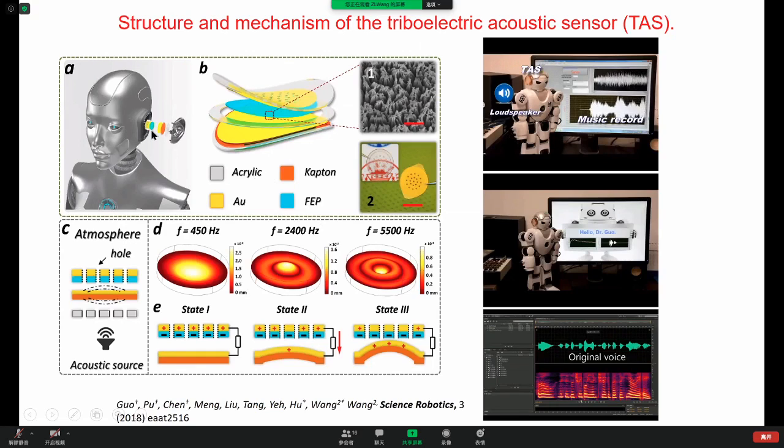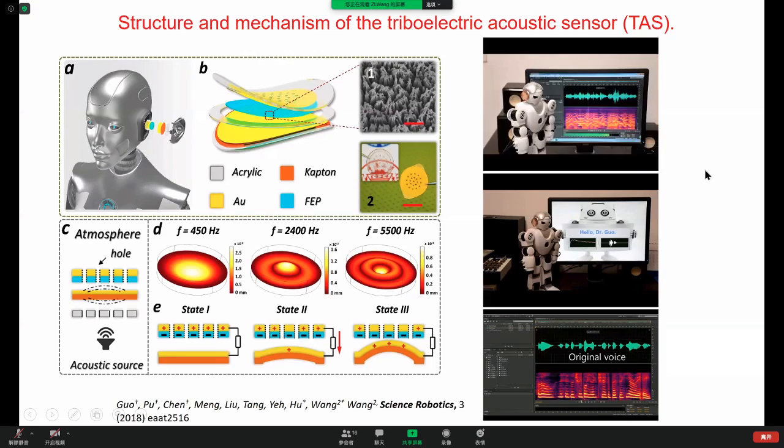Use this paper-based TENG as a microphone to record it. Then you play back. This is the playback without any digital filtering or any other data processing, just native playback. You can see 90% of the accuracy of the sounds has been preserved.